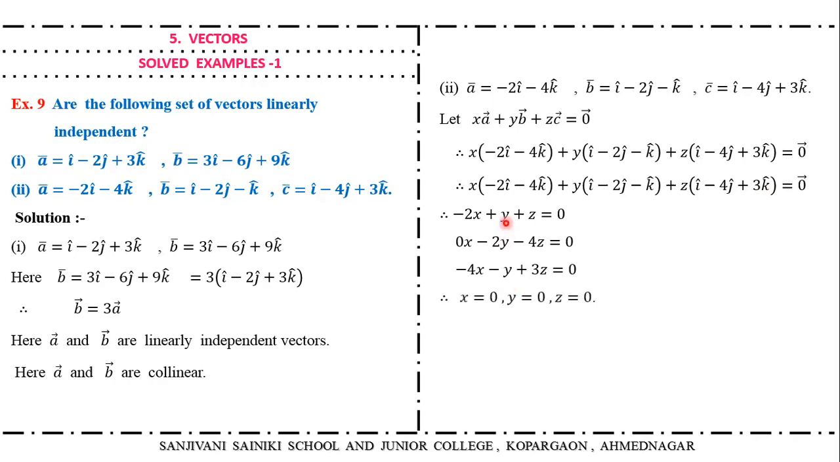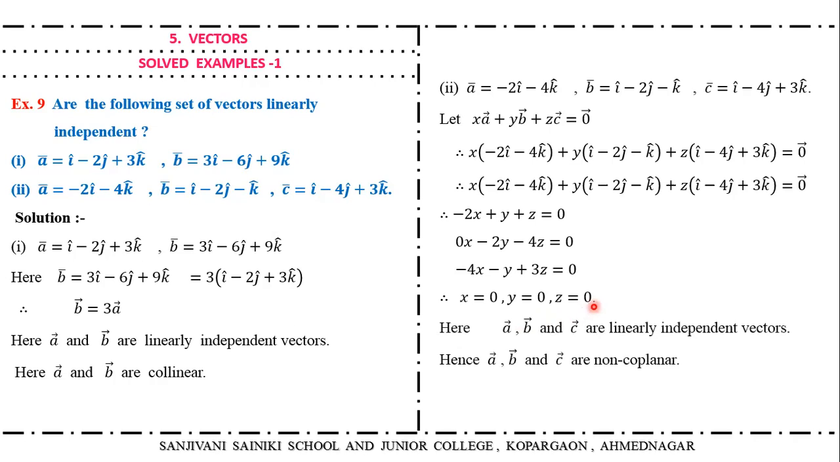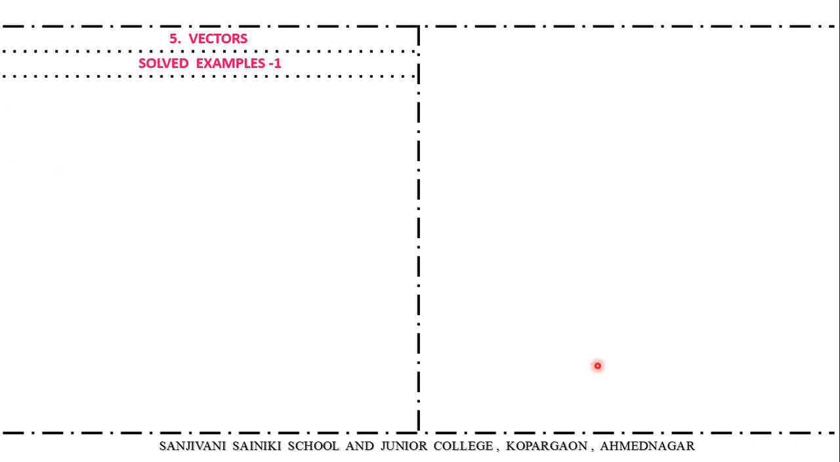Now if we solve these three equations, definitely we will get x is equal to 0, y is equal to 0, z is equal to 0. That means their linear combination is equal to 0 and the scalars are 0. That means the vectors are linearly independent, and hence a bar, b bar, c bar are non-coplanar.